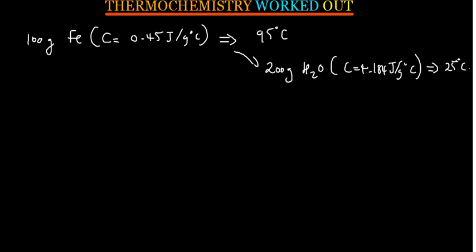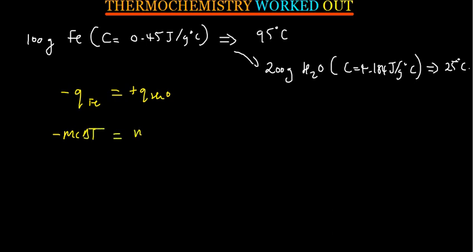Now you want to find what will be the final temperature when you mix these. What will be the final temperature? So the same formula. Negative heat for iron, because the iron is hot, is going to be equal to positive heat for the water. So this is given by negative mc delta T.